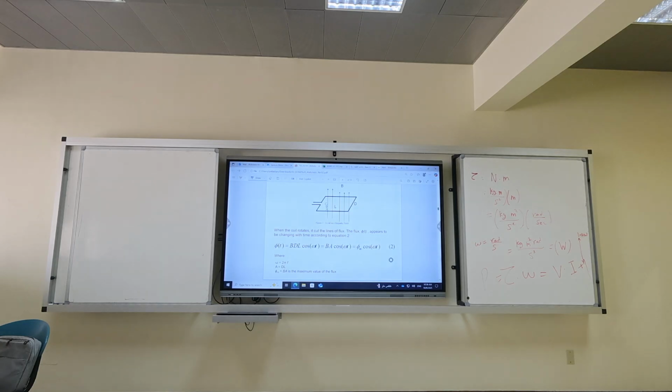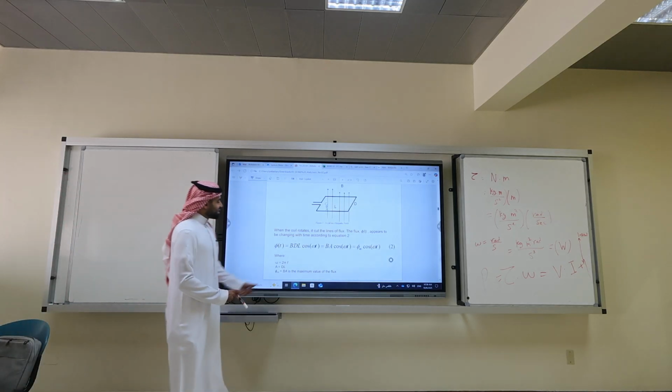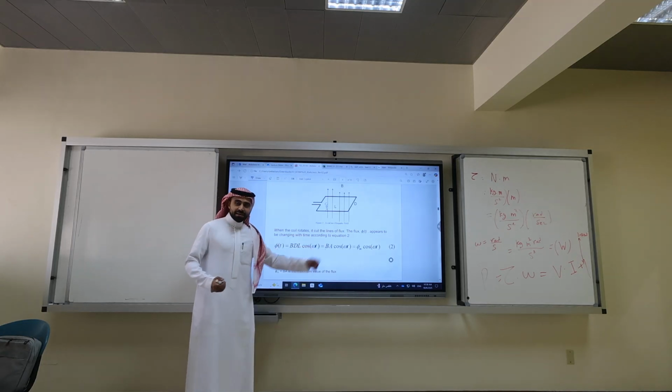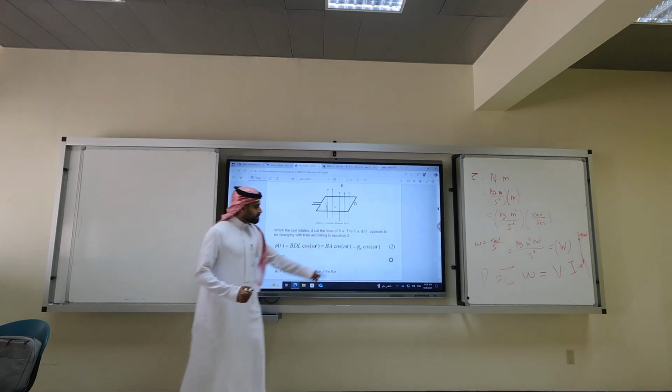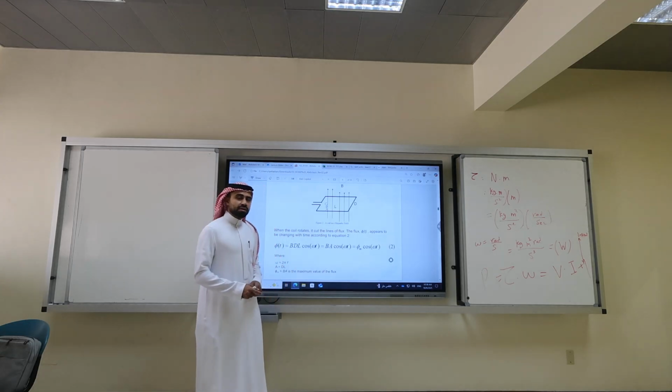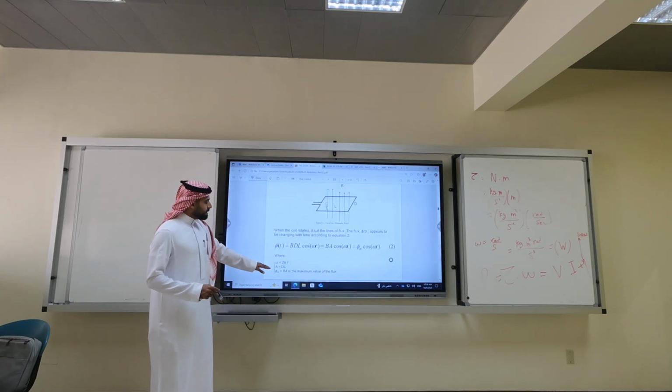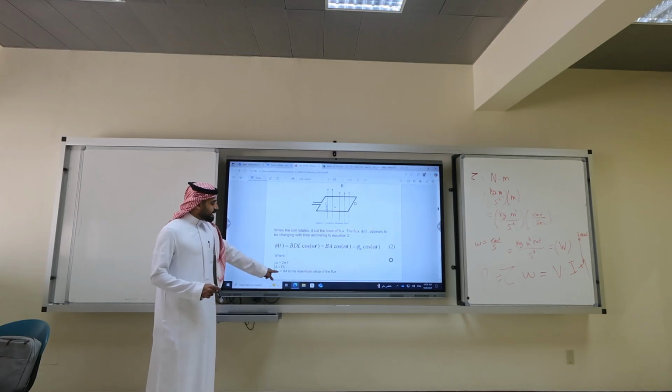So what is happening? B times D times L is BA. What is BA? Flux. Maximum flux. What is omega? 2 pi f. Area D L, flux max BA.